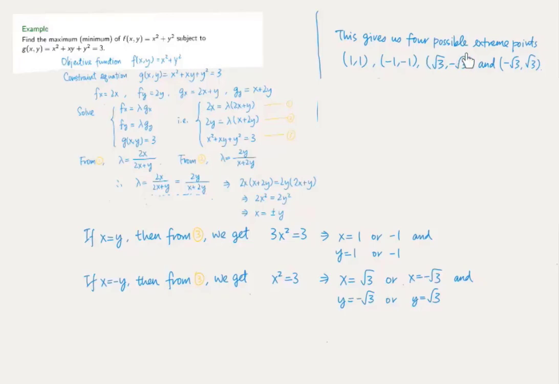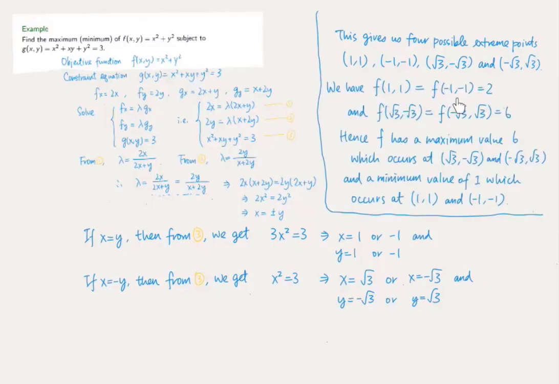Now altogether we have 4 possible extremum points, which are displayed here. Now we want to find which of the points are the maximum and the minimum points by checking their output values correspondingly. So for the first 2 points, they give an output 2, whereas the third and the fourth points give an output 6. Therefore, by comparing these output values, we notice that the function f has a maximum value of 6, which occurs at these 2 points, and it has a minimum value of 2, which occurs at these 2 points.